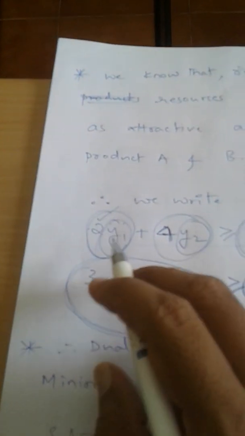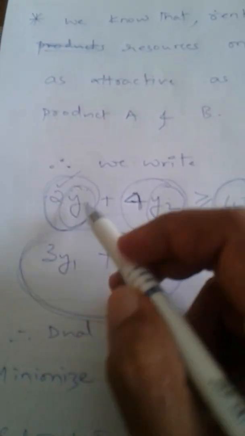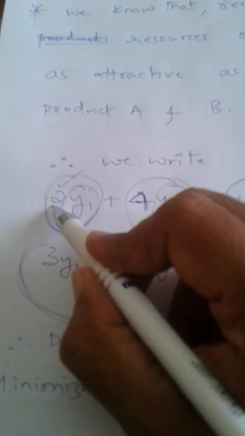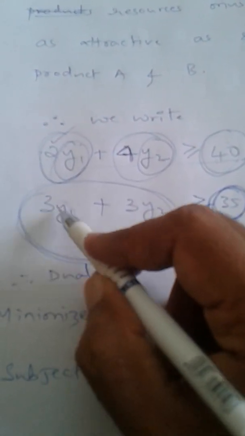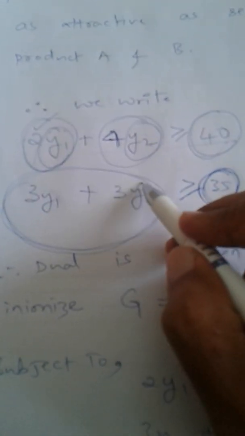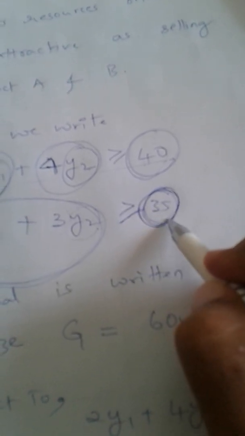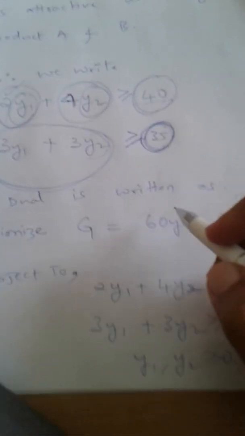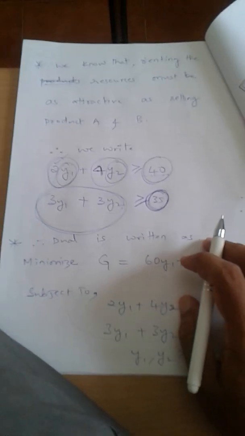Basically, one product A requires 2 kgs of raw material and 4 labor hours, and the total profit earned is 40 rupees. Likewise, one product B requires 3 kgs of raw material and 3 hours of labor, and the total profit earned is 35 rupees. So this is the complete dual equation. Finally, you are supposed to write all these equations. If you have any doubts, you can call me.